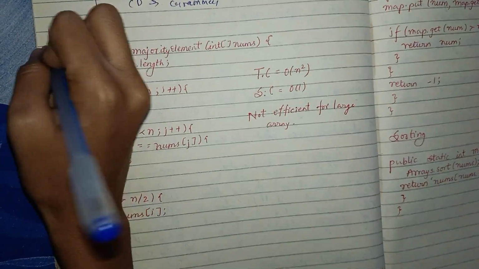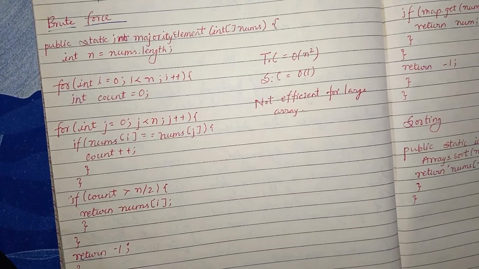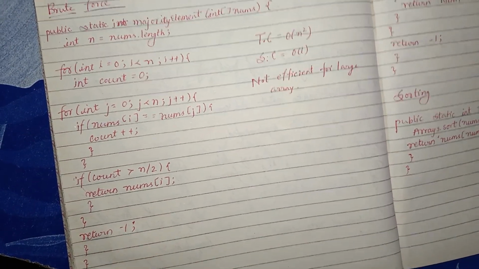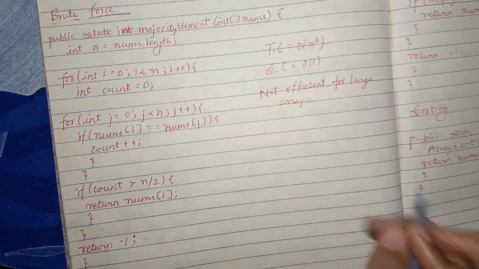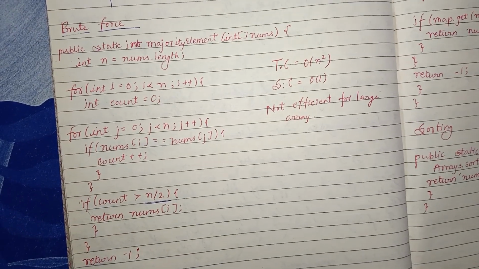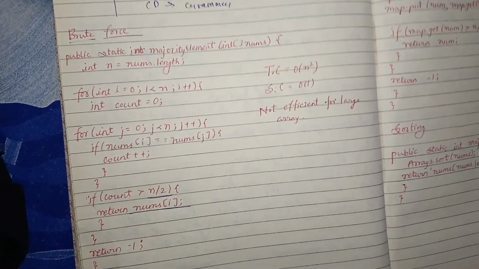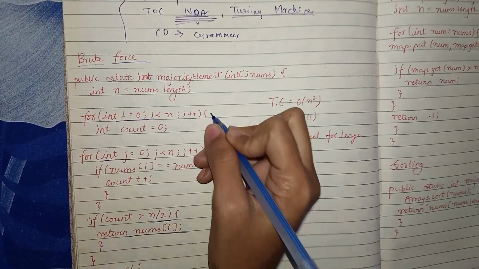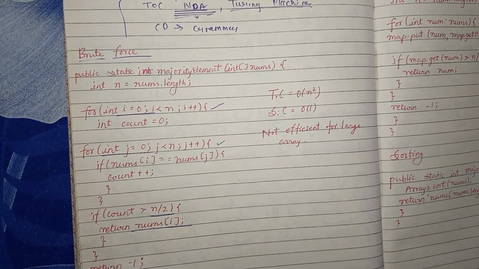Approach 1, brute force. First, let's understand the brute force approach. In this method, we pick one element at a time. For each element, we count how many times it appears in the array. If the count becomes greater than n by 2, that element is the majority element, and we immediately return it. This approach uses two nested loops.